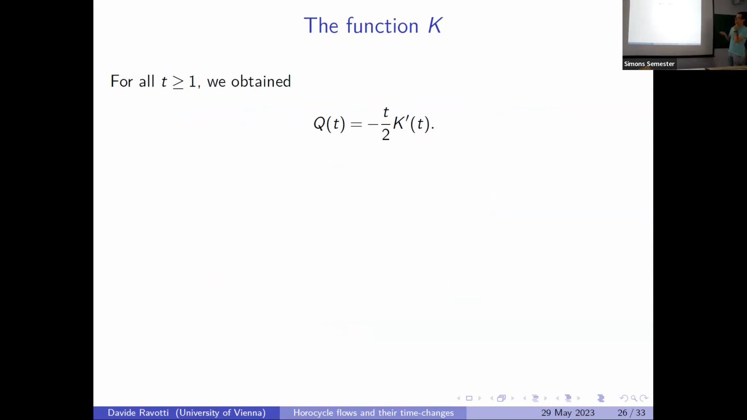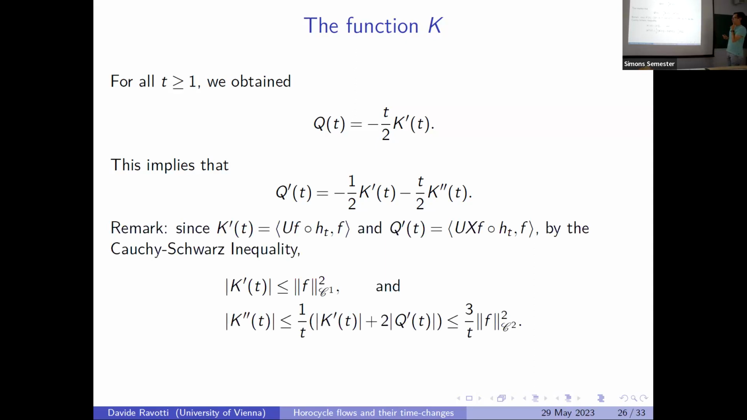I can differentiate this equation, so I can also find an expression for Q prime. Q prime is the derivative of this, which, if I do it correctly, is minus 1/2 K prime of T minus T over 2 K double prime of T.